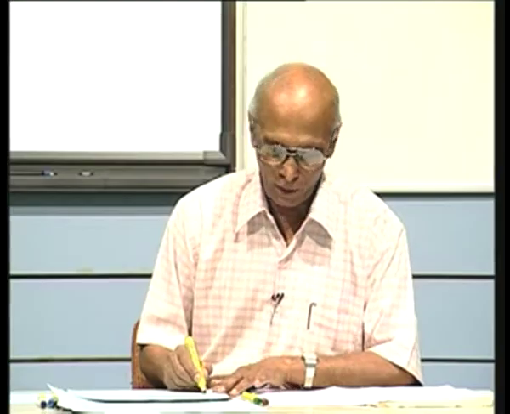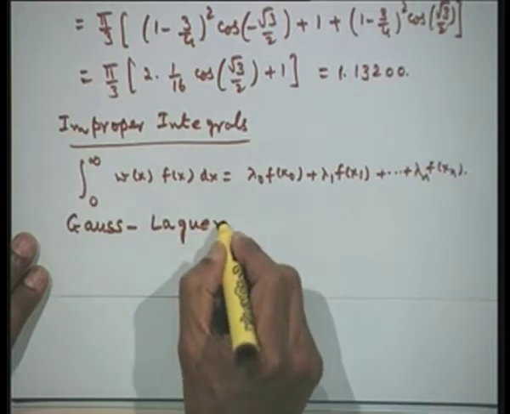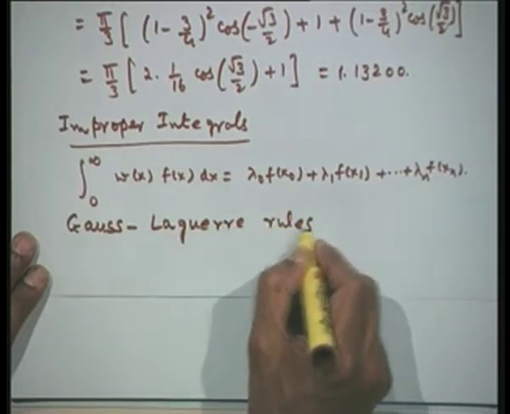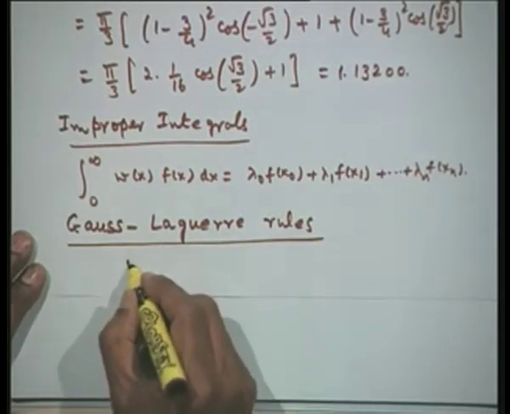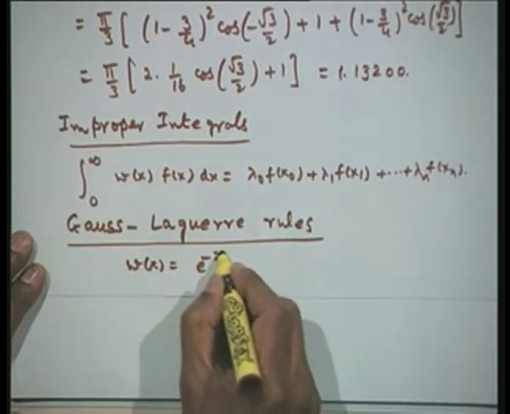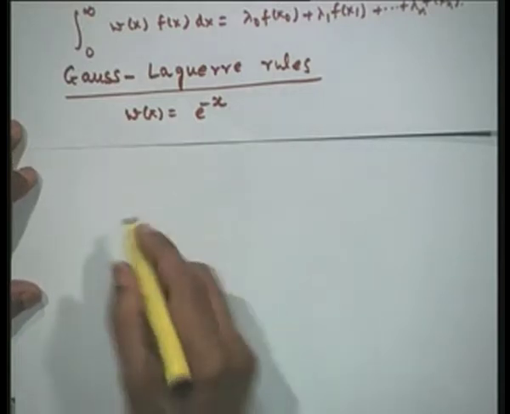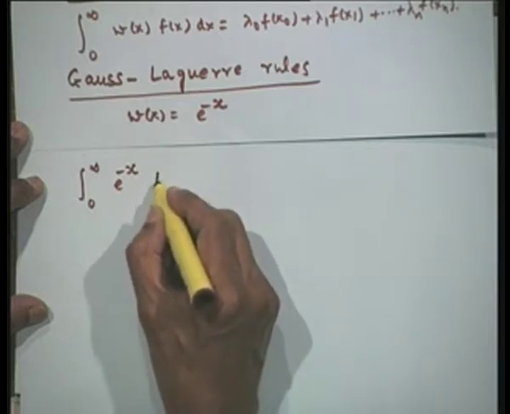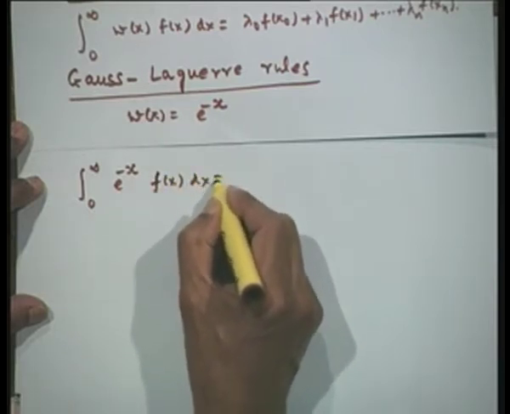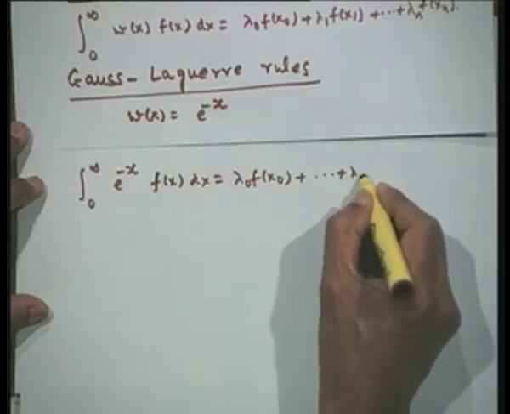So, based on this, what we really require is called the Gauss-Laguerre rules or formulas. The weight function in this case is exponential of minus x. That means what we are looking for is an integration rule for integral 0 to infinity e to the power of minus x f(x) dx is equal to lambda 0 f(x0) plus so on, lambda n f(xn).